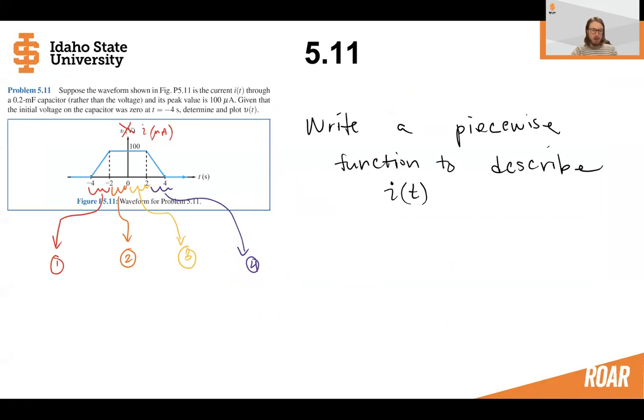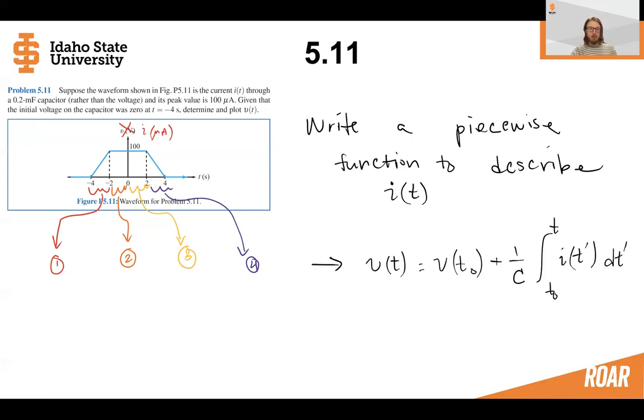Let's break this into parts. Let's look at these different parts and write a piecewise function to describe the current going through this capacitor. Then we're going to use that piecewise function to find the voltage. Remember, if you look in the back of your text at the equations, you can find the equation for the voltage, which is also in the videos, showing that the voltage is equal to the initial voltage plus 1 over the capacitance, which is this 0.2 millifarad number, integrated from the initial time to the current time of the function i dt.